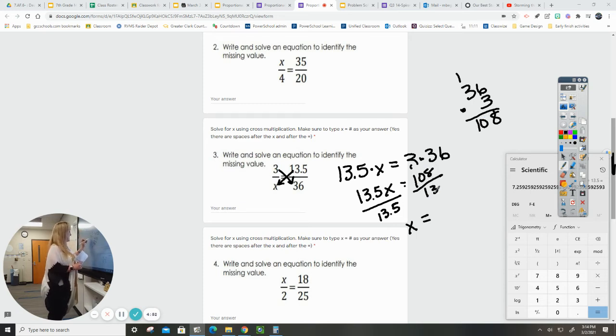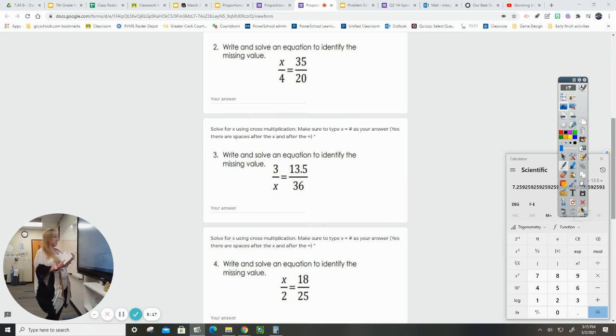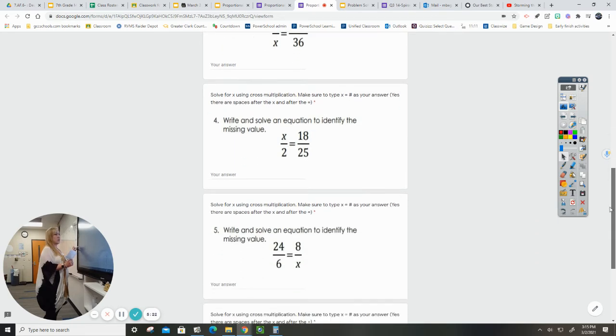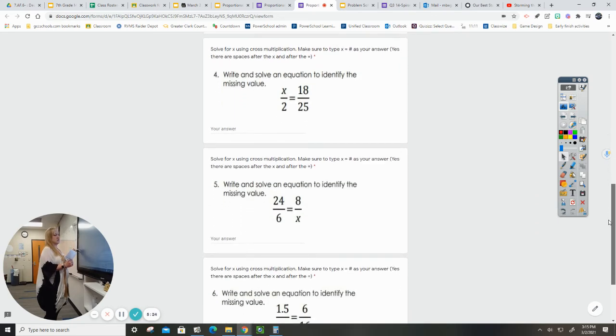And 108 divided by 13.5, thank goodness I have my cheat sheet, was 8. So typing x space, equals, space, 8. Okay. Now we'll continue. I'm going to erase. Computer's slower than I am. Okay. We've got a couple more. Let's do 4. And I might just leave this mini exposed.